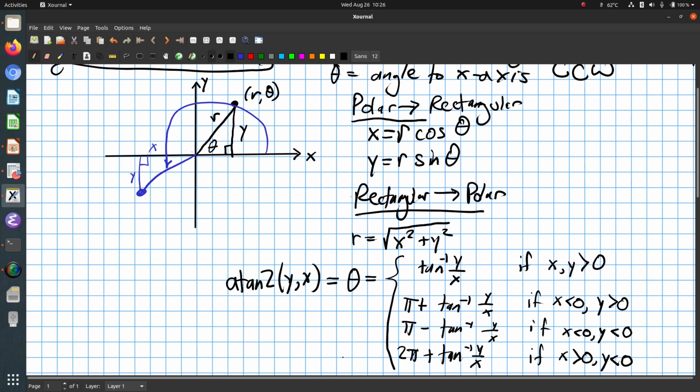I haven't filled in what happens if x is equal to 0 or y is equal to 0. Those are cases that'll come out as multiples of pi over 2. I think you could figure those guys out yourself.